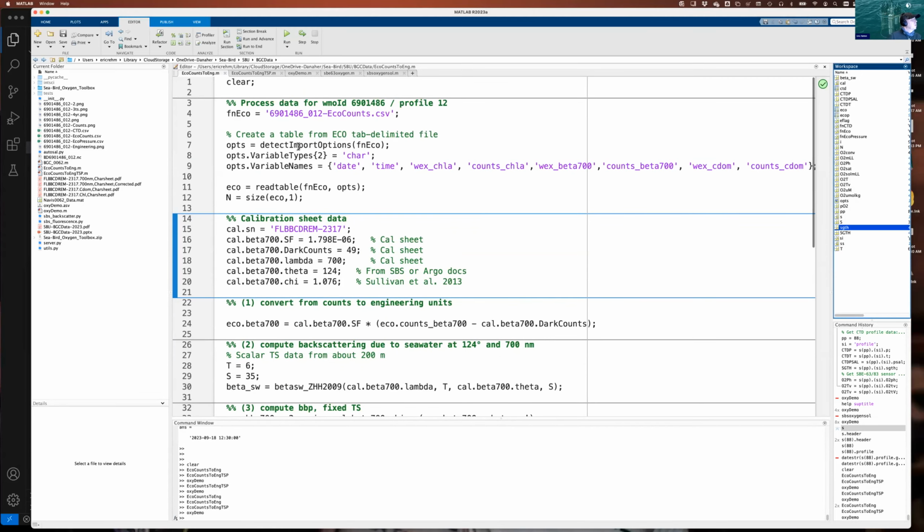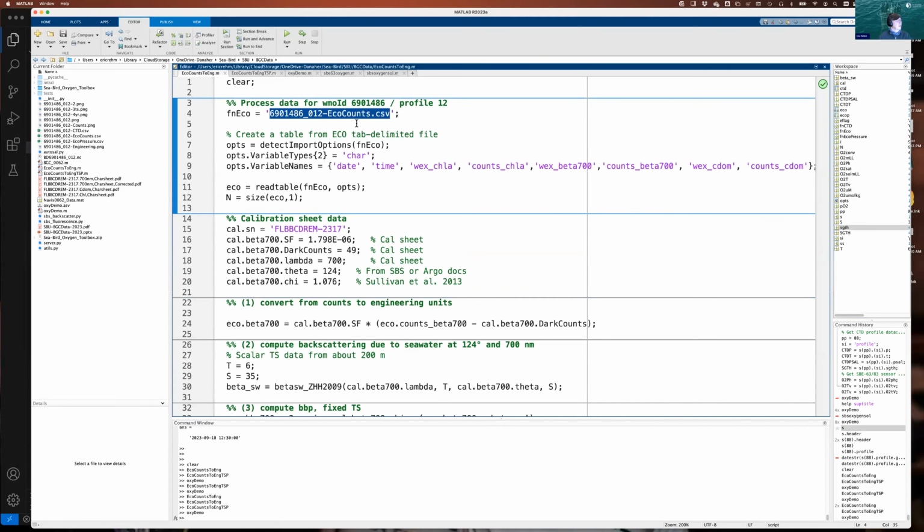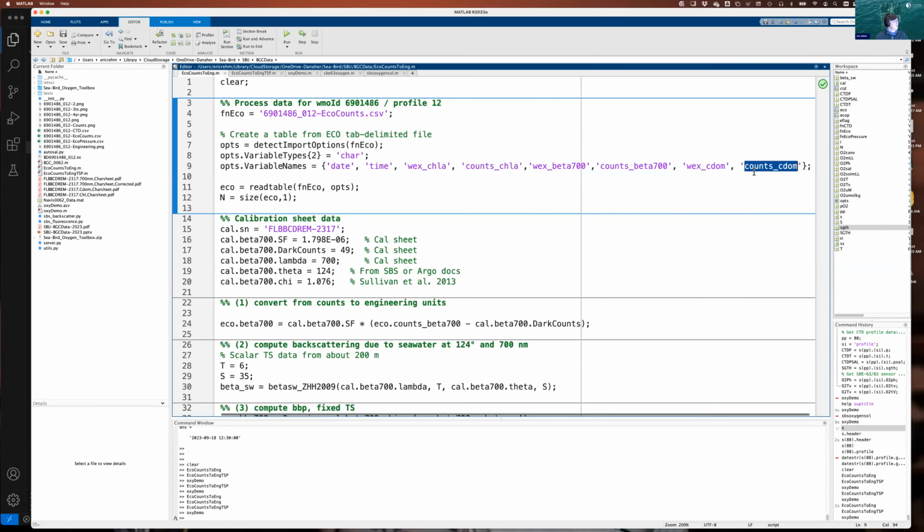So we're looking at a very simple program. The program is called eco counts to ENG. What I've got from that float is that data that you just saw, and even though it says comma separated value, those values are separated by tabs. So it's a tab delimited file. I've used the MATLAB read table function just to read that data in, and I've overridden the column names since they're not in the file: date time, that excitation wavelength, the counts, again the excitation wavelength, and the counts of backscattering, again excitation wavelengths of CDOM, and again counts for CDOM. And so it's really these counts, that's the data that we're interested in converting into engineering units.